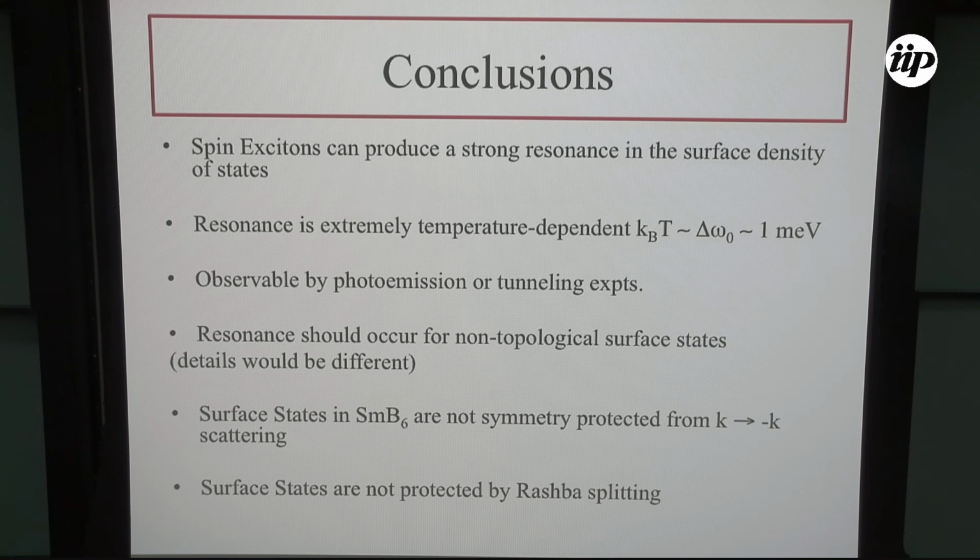So my conclusions are that the spin excitons can produce a strong resonance in the surface density of states. The resonance is extremely temperature dependent. I didn't mention that, but it's temperature dependent basically because you're looking at final states very close to the Fermi energy. It's observable by photoemission and tunneling experiments. And as I said, the surface states are not symmetry protected. If this exists, then the surface states are not symmetry protected from K to minus K scattering.